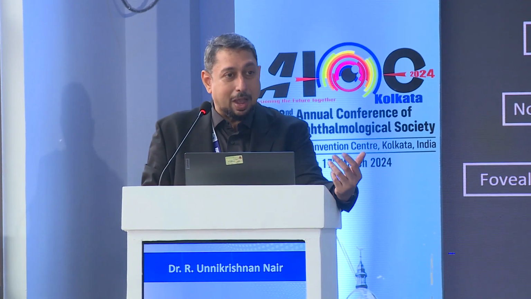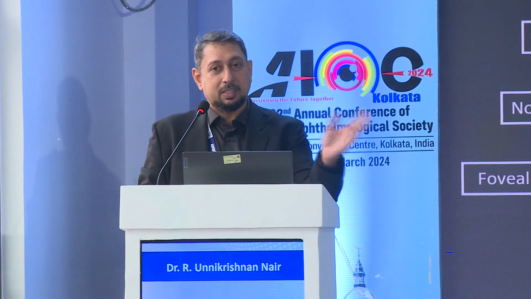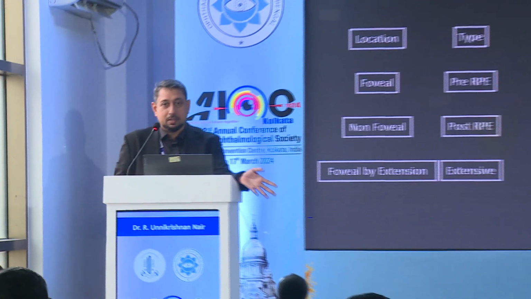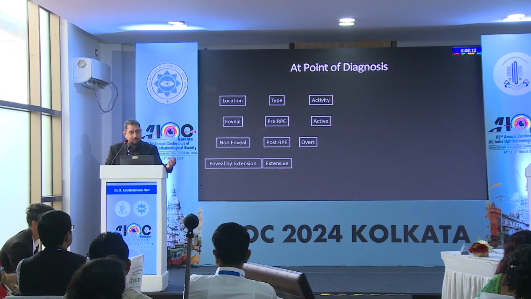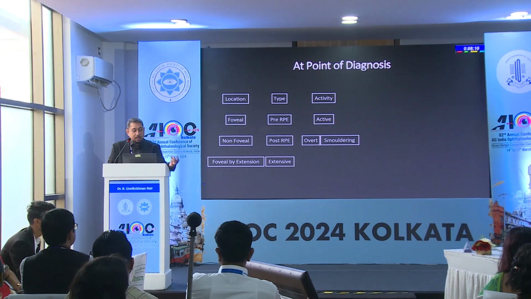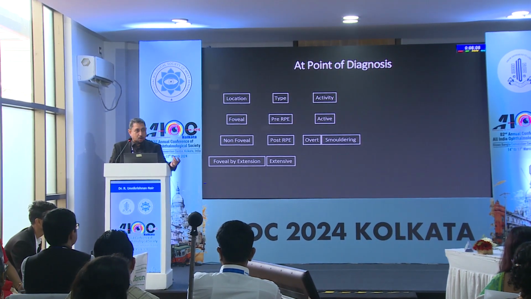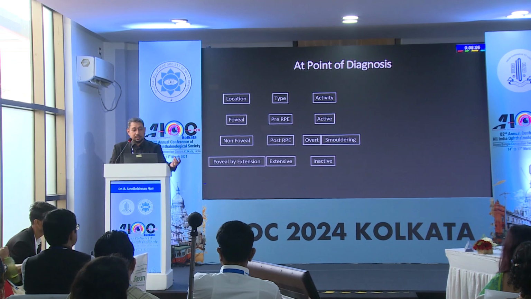We'll check about location: foveal or non-foveal or threatening the fovea. That depends on how aggressively you need to treat. The type: basically, is it a pre-RP or a post-RP lesion, or is it so extensive that you cannot make out? The activity: is it currently active? Is it overtly active? That's a new concept. Is it a smoldering disease that is coming off and on, or is it totally inactive?